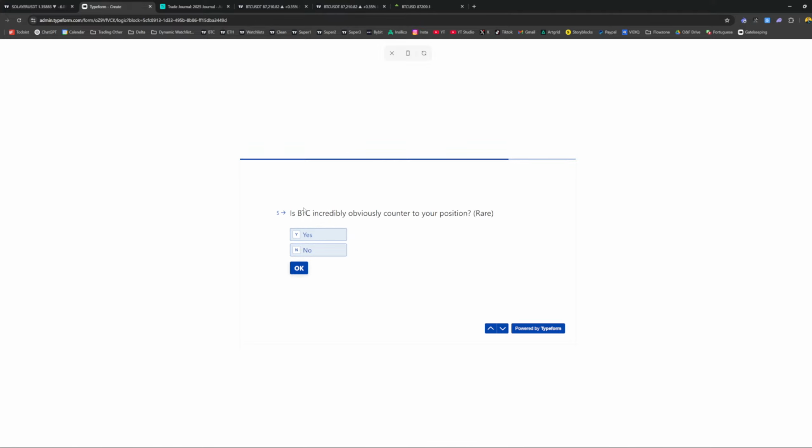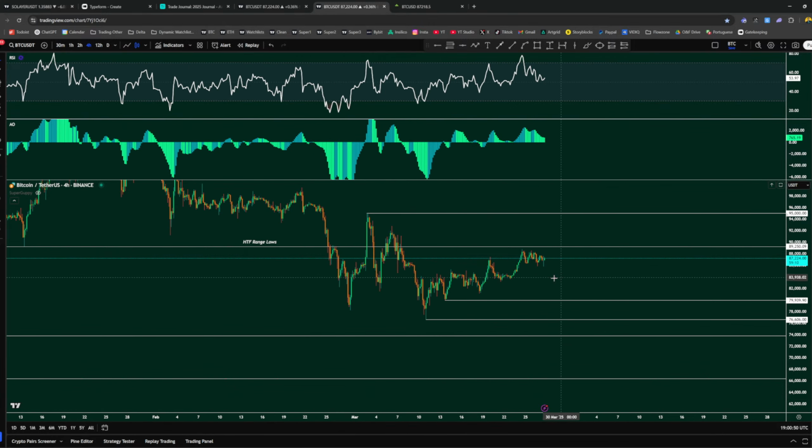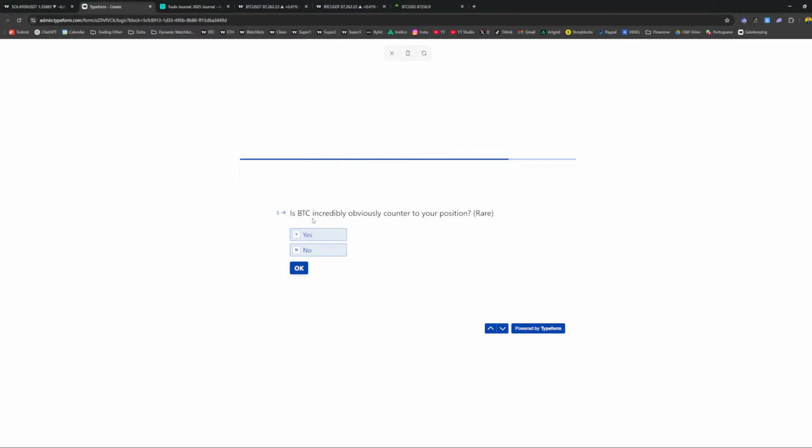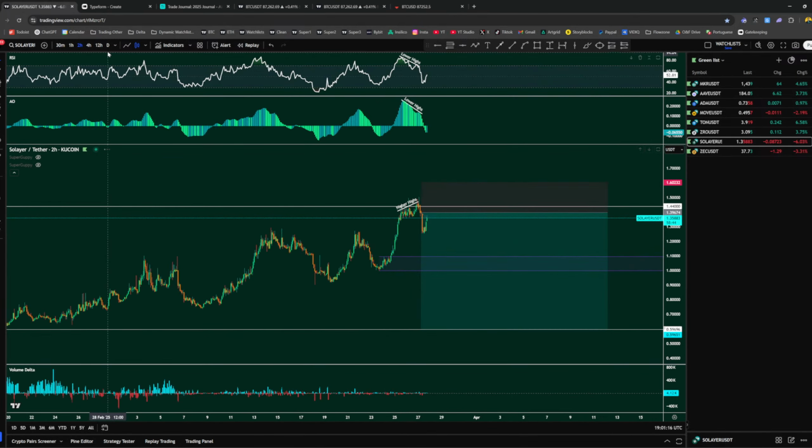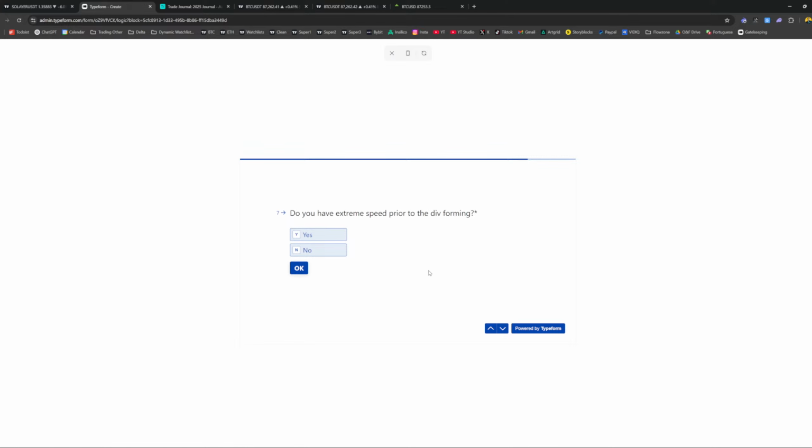Is BTC incredibly obviously counter to your position? Let's take a look at BTC. BTC is not doing very much at the moment, okay? So I'm not incredibly directionally confident on BTC once taking this trigger. So I say, is it incredibly obviously counter to your position? No. Which trend alignment is the alt trade you're thinking of taking? Is it pro trend or counter trend? Based on my 2-second basic trend analysis, this is very obviously a counter trend trade, right? So counter trend.